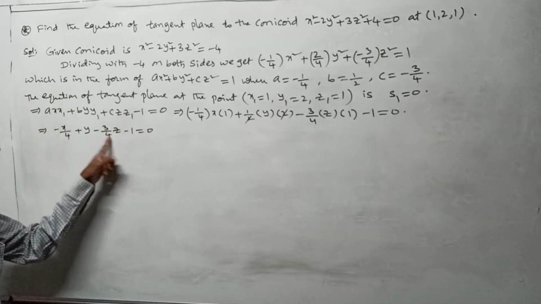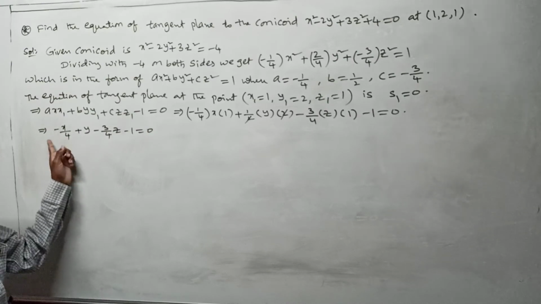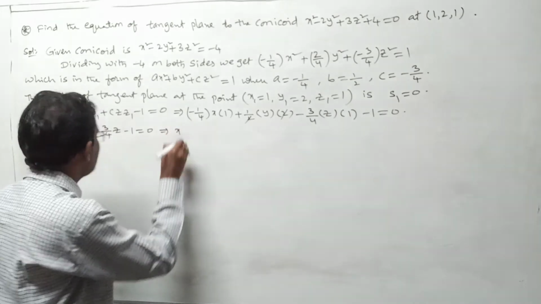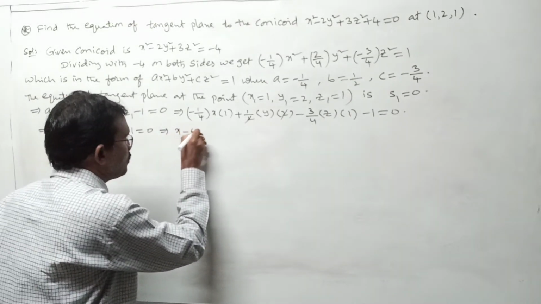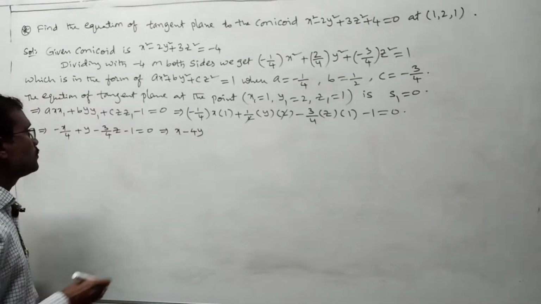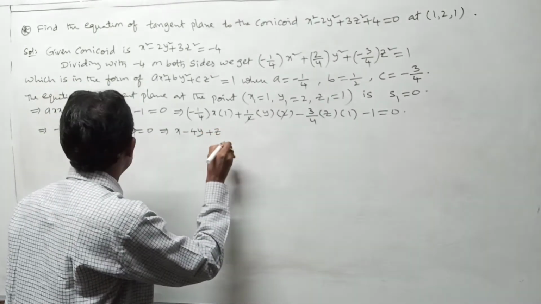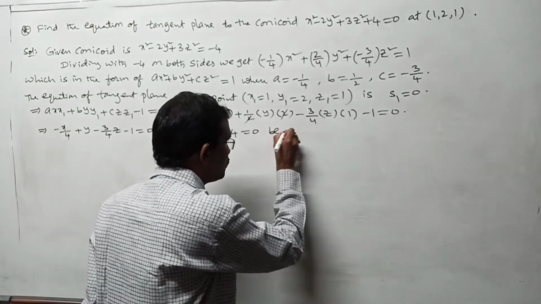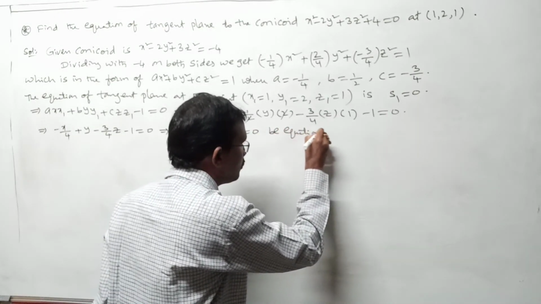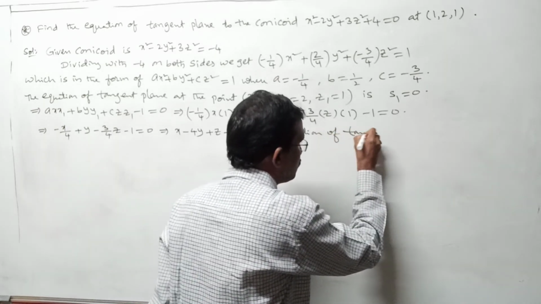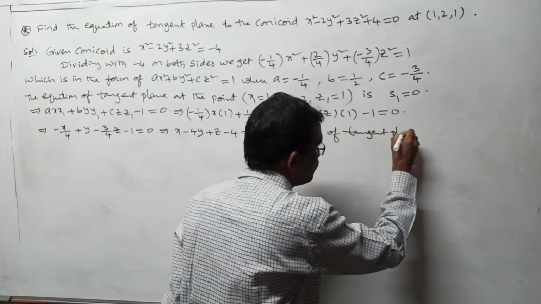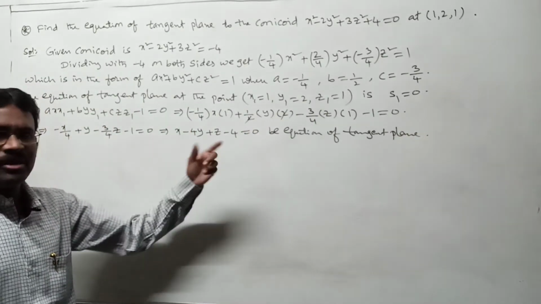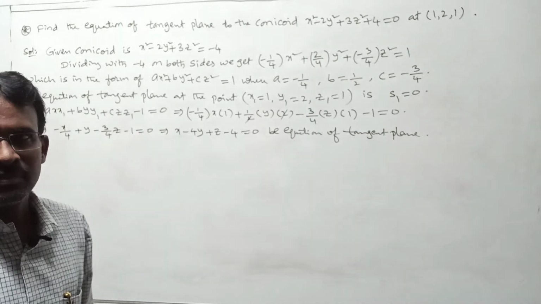Remove this denominator 4. For that multiply with 4 on both sides. Otherwise multiply with minus 4 on both sides, since I want to remove the negation also. This implies x minus 4y plus z minus 4 equal to 0. This is the equation of tangent plane to the given conicoid. Like this, how to complete it, right? Here you can verify the answer in the examination.